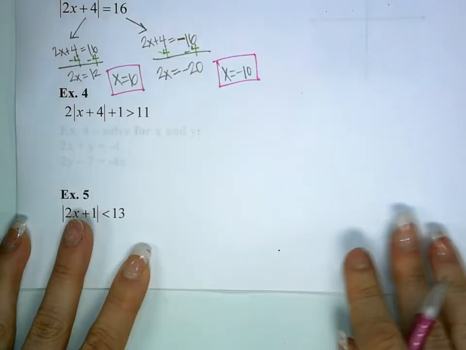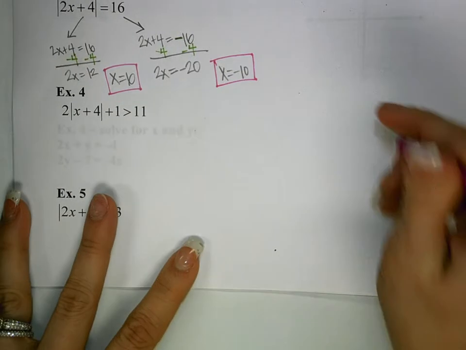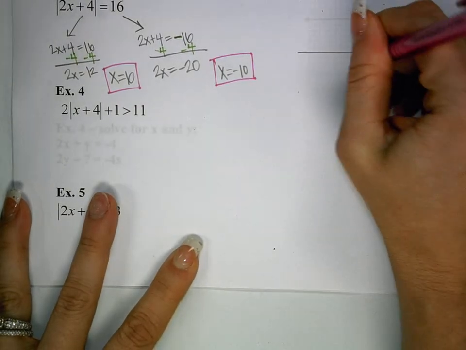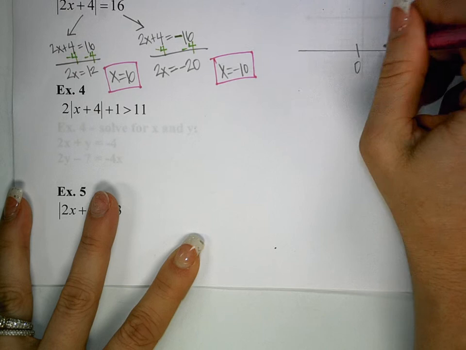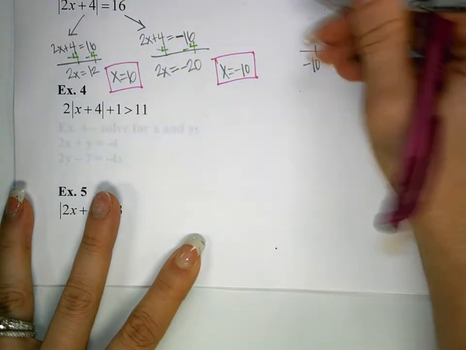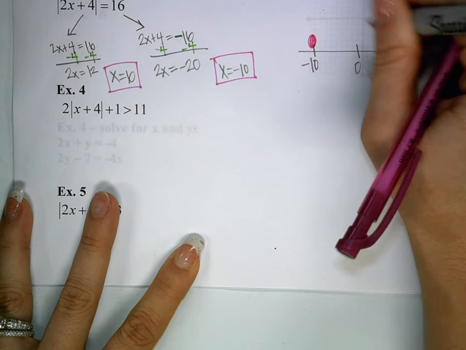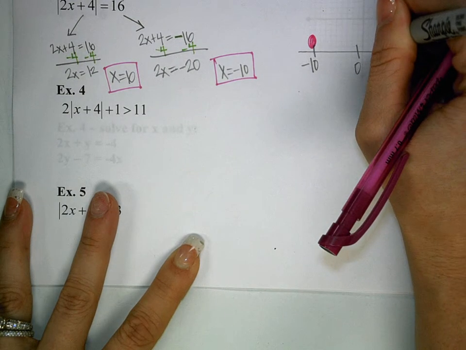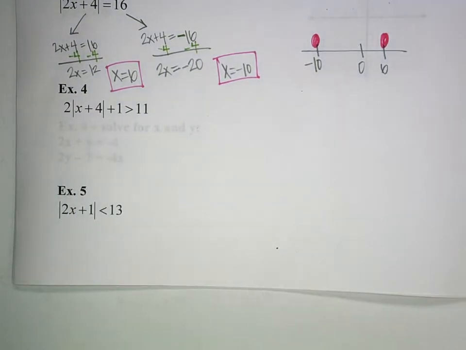Technically, this one should also be graphed. When you graph those, really you're just graphing them as points. So 1 point at positive 6, 1 point at negative 10. So you're just graphing them as points. That's not a real big deal when you're graphing.